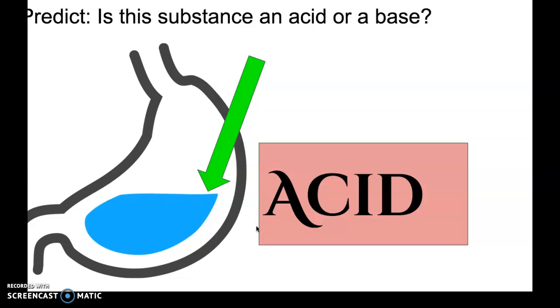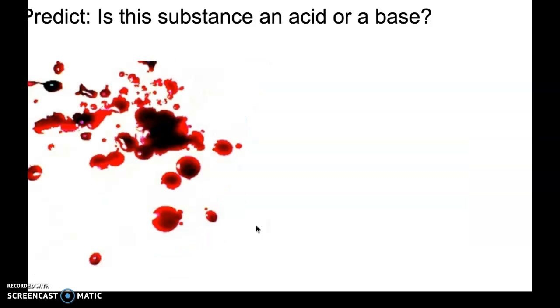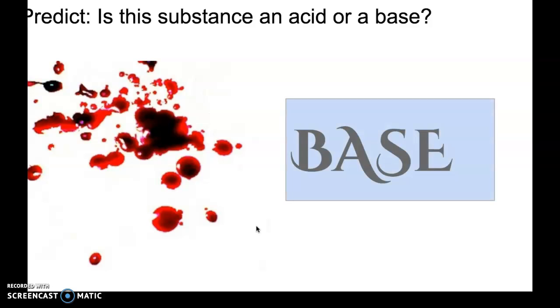So that's good. This is blood. What do we think? Is it acidic or basic? Blood is basic, but only barely. Blood is about an 8 on a pH scale. So remember we said 7 was neutral. So 8 is a pretty neutral base, but yet it still is basic.